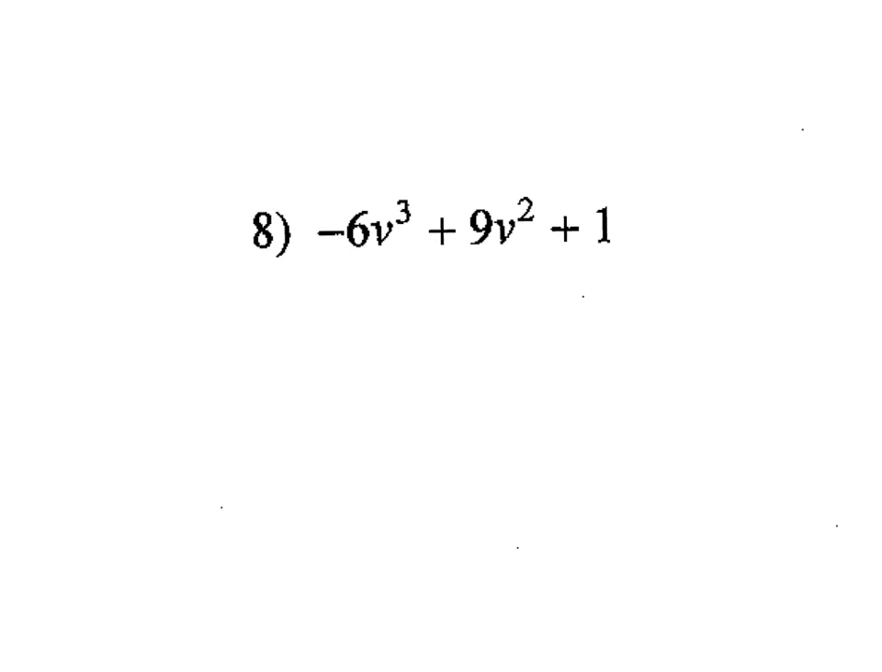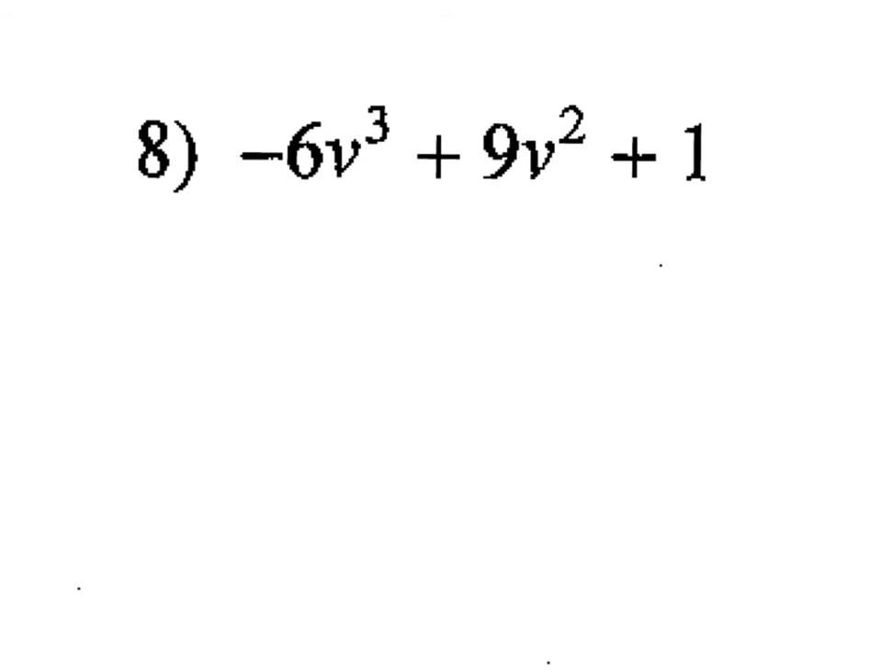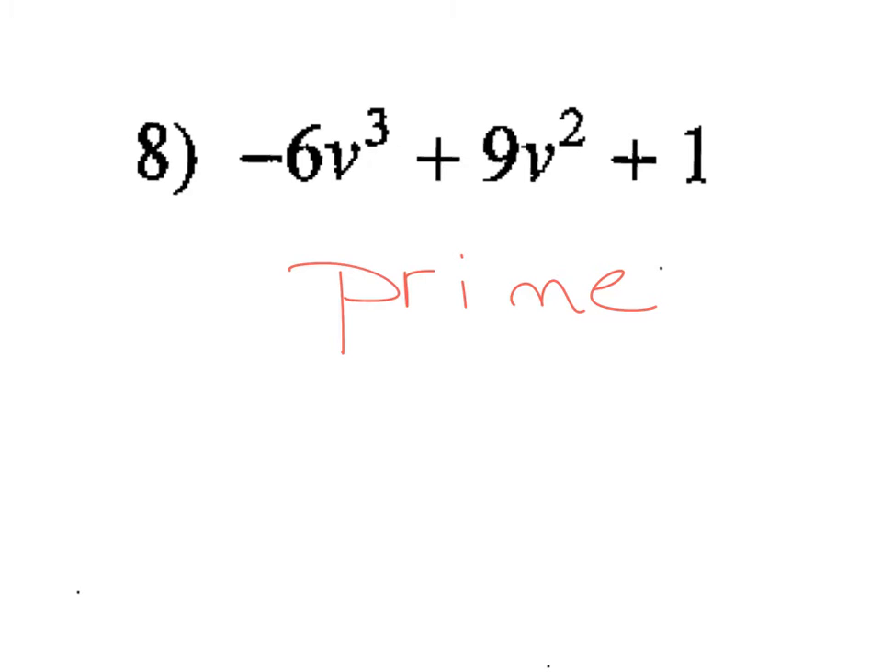All right, number 8. So when I look at number 8, there is nothing I can pull out of all 3 parts, okay? 1, 9, negative 6. I mean, I guess I could pull a 1, but pulling a 1 is not going to change anything. And only variables in 2 of them. I have to have variables in all 3, so it's missing out here. So when that happens, that means there's nothing you can do to it, and that is prime. Okay?